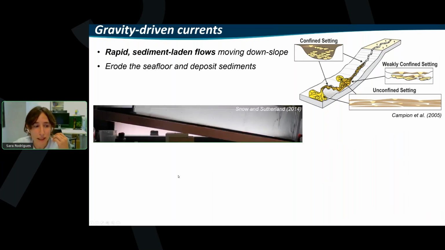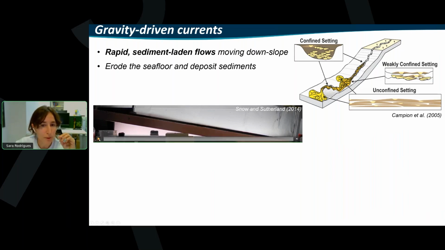They can be hyperpycnal or hypopycnal. And what that means is, for example, if they are hyperpycnal, they can be quite dense and quite heavy with the sediments when they flow down slope. If they are hypopycnal, their density is less than the surrounding water and the water that they flow through. So they will flow along in between surfaces rather than along the bottom of the seafloor.